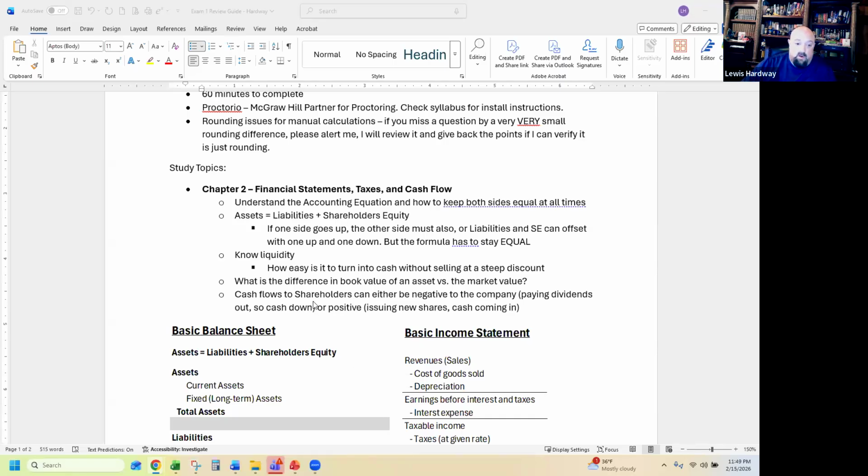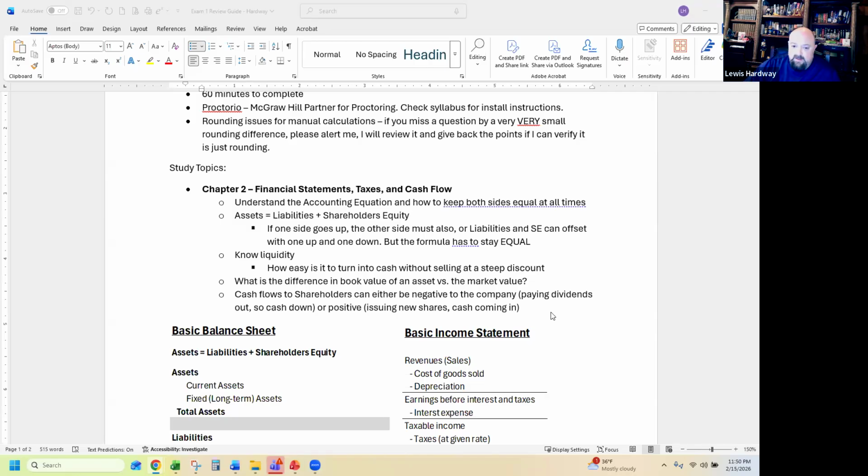And then know that cash flows to shareholders can be negative to the company, because if they're paying dividends out, that drops cash down. Or cash flows to shareholders can be positive if you're issuing new shares and selling them, then you've got cash coming in. So again, pretty basic concepts.